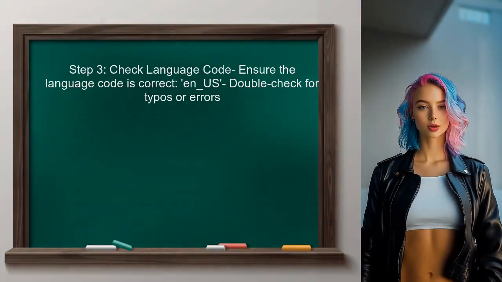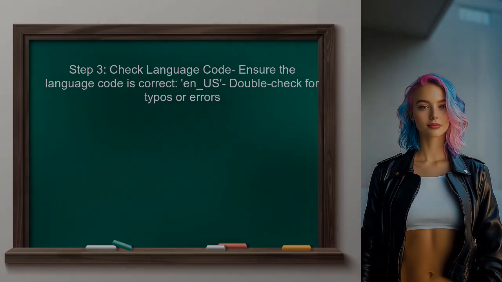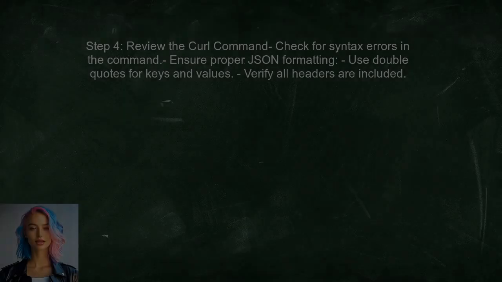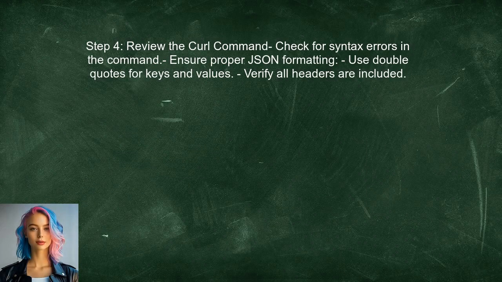The user should also ensure that the language code is correctly specified. In this case, it should be set to en-US for English. Any typos or incorrect codes can lead to an invalid argument error. Finally, the user should review the entire curl command for any syntax errors. Make sure that the JSON data is properly formatted and that all necessary headers are included.